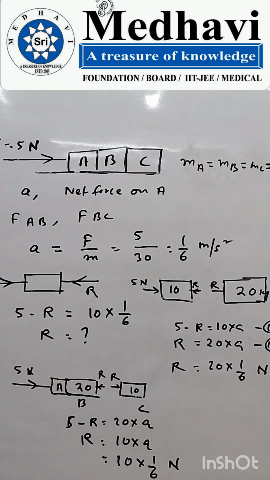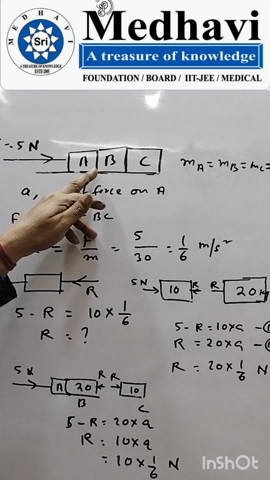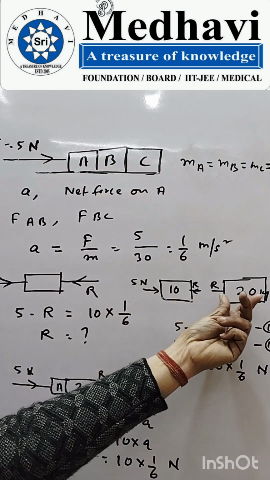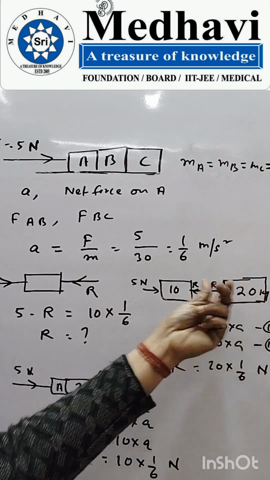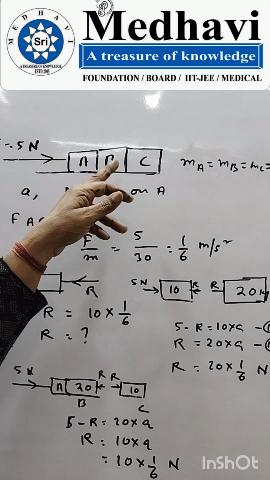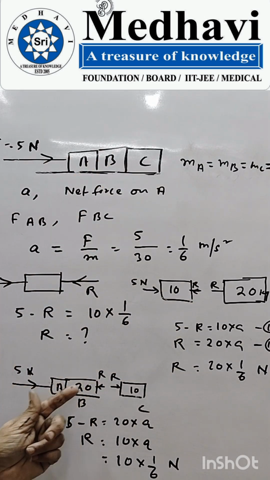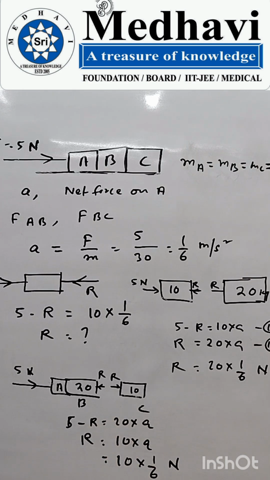Again I want to remind you, when three bodies or more than three bodies are connected together, you can directly find the common acceleration. If you want to find the force of contact between A and B, then the masses of B and C are taken together. And if you need to find the force of contact between B and C, then the masses of A and B are taken together, 20 kg. In this way you can calculate the numericals.